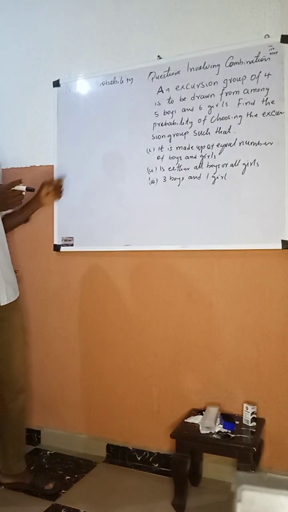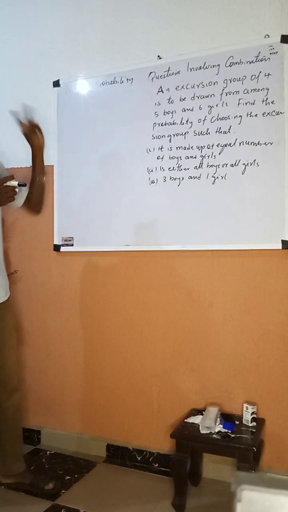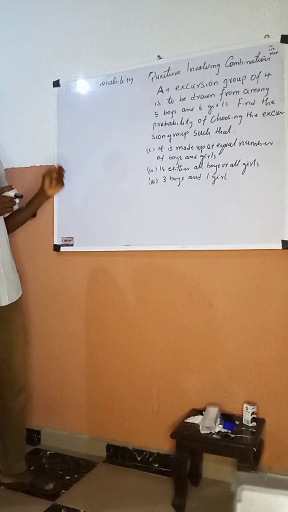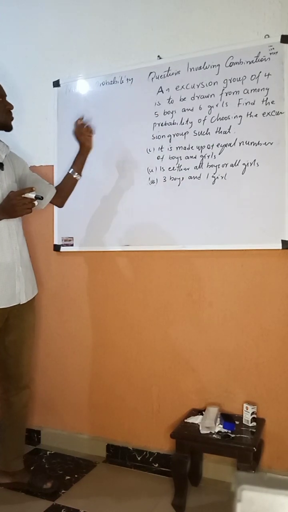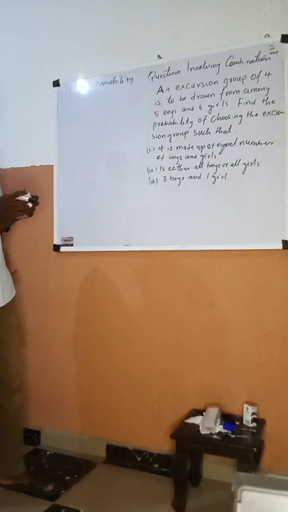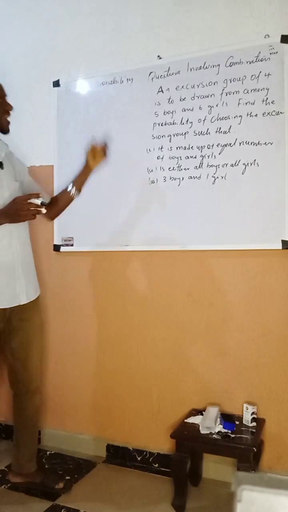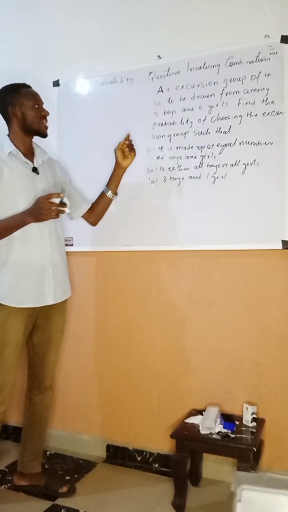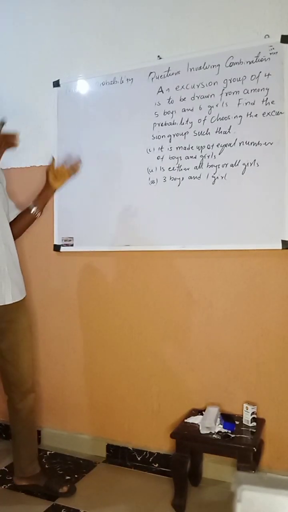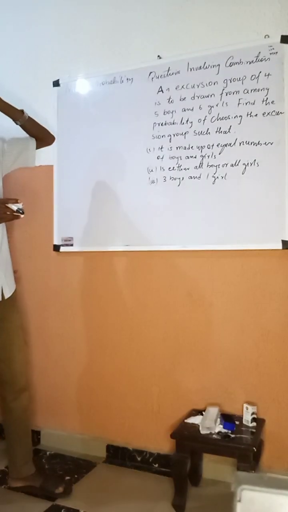That is to say, the four persons who will be selected to be in the excursion group will be made up of two boys and two girls. Whereas we have five boys in a group and six girls in a group. So what we are going to do here is to select two boys from these five boys and select two girls from these six girls, so that in all we are going to have four persons in the excursion group.